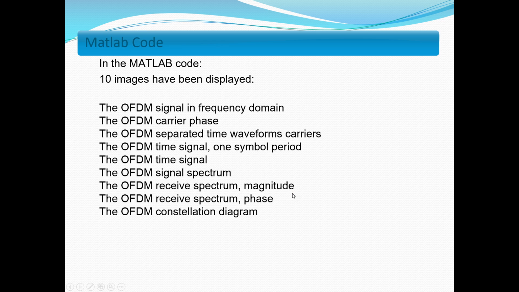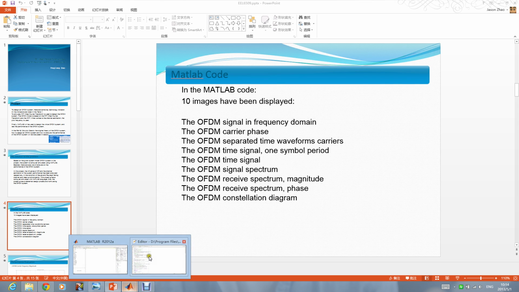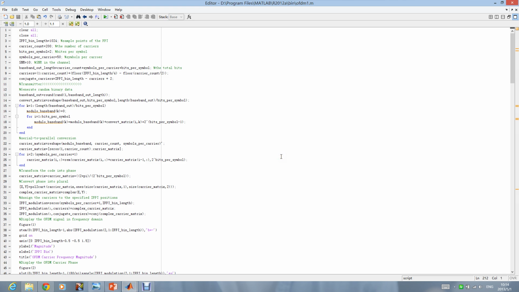MATLAB code. In the MATLAB code, 10 images are displayed: the OFDM signal in frequency domain, carrier phase, separate time waveforms of carriers, time signal in one single period, OFDM time signal, OFDM signal spectrum, OFDM received spectrum signal both in phase and magnitude, and also the OFDM constellation diagram. Because the code is very long, we're going to show it in MATLAB. Here is the MATLAB code.